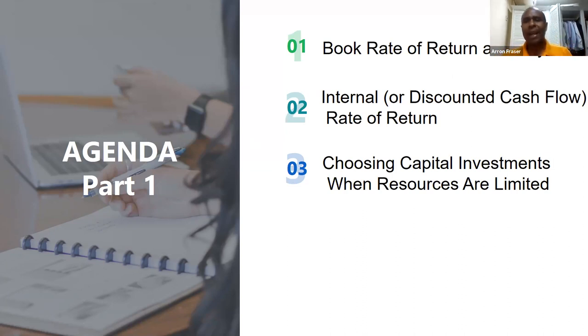And then we look at the internal rate of return, which is otherwise called the discounted cash flow rate of return, right? And then we look, how do we choose capital investments when resources are scarce, right? So in the latter, we look at those projects, programs, business ventures that will add the most value to whatever we, or the options that we have to undertake.